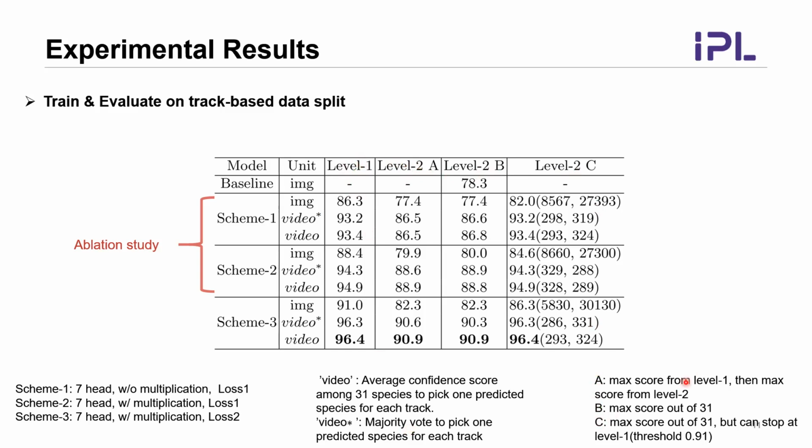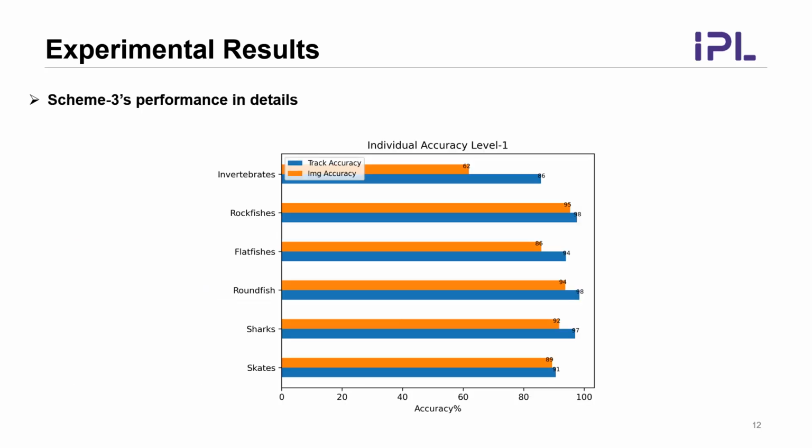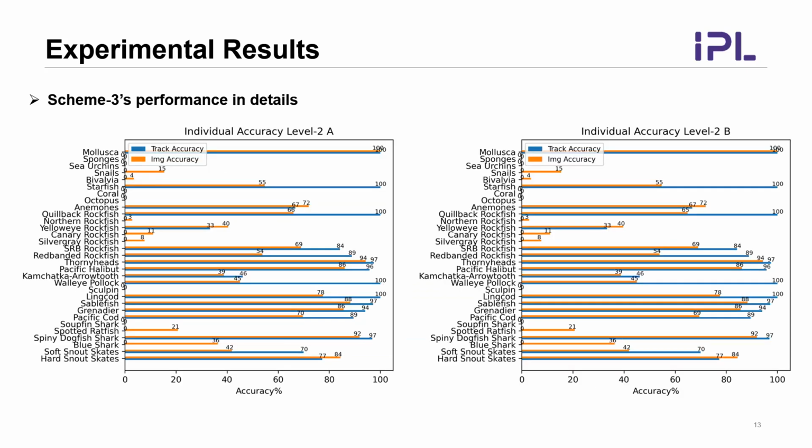For method C, it allows the predictions to stay at level 1 if the final confidence score is lower than a threshold. From the table, we can see that our model can achieve a much better performance than the traditional flat classifier. Here is the detailed level 1 accuracy of our model on our hierarchical dataset. We can see our track-based inference can achieve higher accuracy than image-based inference, obviously. Here is the detailed level 2 accuracy of our model.